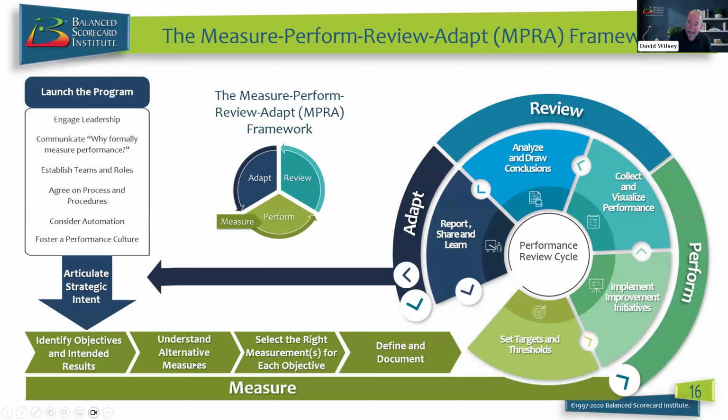understand various potential measures, alternative measures. We have lots of disciplined processes, tools to use to generate potential measures. And then we have a very disciplined process for scoring the measures to determine which one is the most important to start tracking. And then we define and document everything. And then we move into a performance review process, a cycle that you're going to come back to on a regular basis, because this development process is just the beginning.